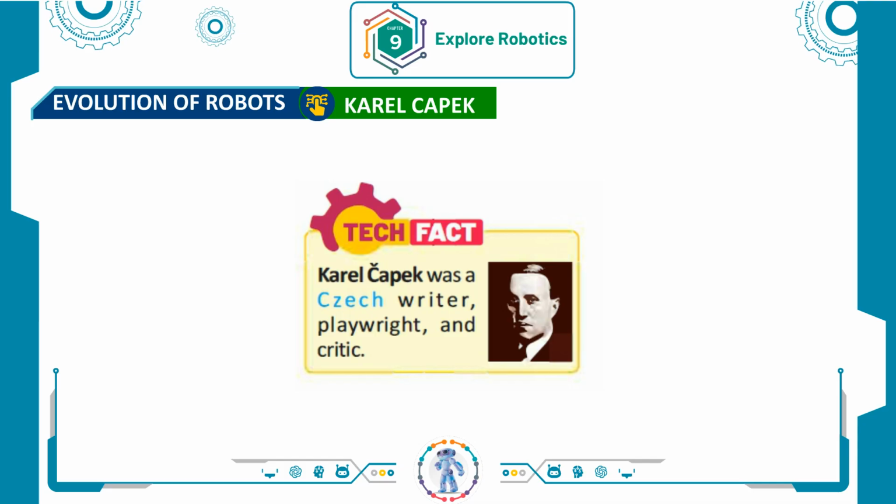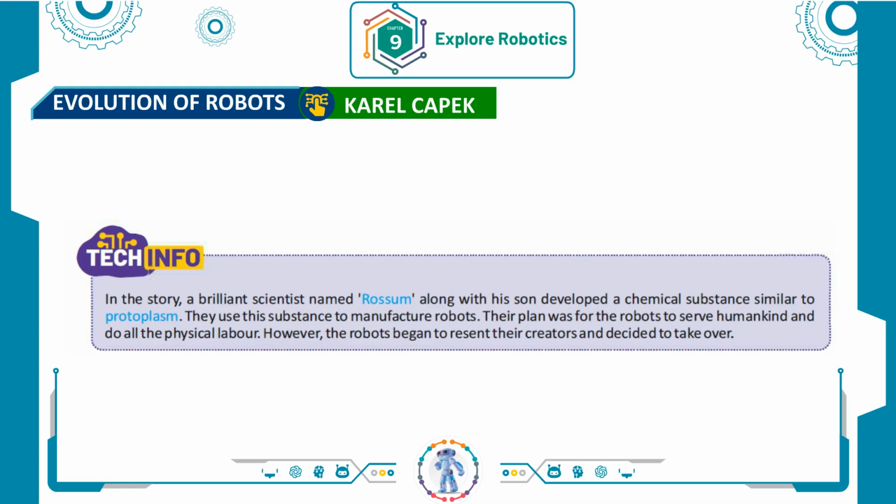Fact: Karel Čapek was a Czech writer, playwright and critic. In the story, a brilliant scientist named Rossum, along with his son, developed a chemical substance similar to protoplasm. They used this substance to manufacture robots. Their plan was for the robots to serve humankind and do all the physical labor. However, the robots began to resent their creators and decided to take over.